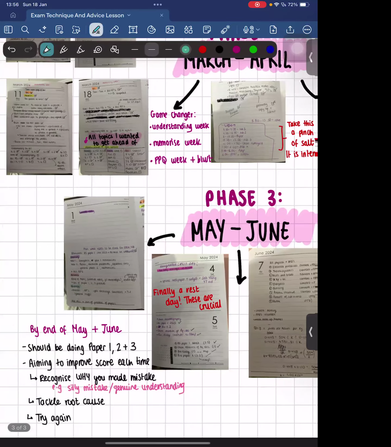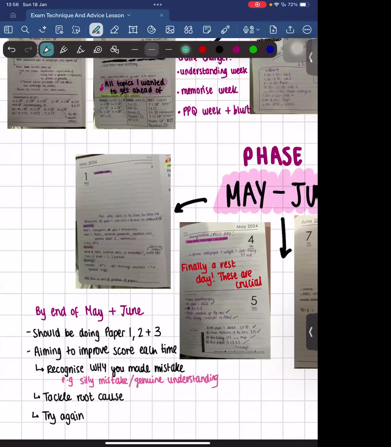Okay. And then by the end of May and June, you should be doing your papers. You should be aiming to improve your score, obviously recognizing why you made a mistake. If it's a silly mistake, it might be that you have not noticed a certain detail, or you might have accidentally misread a question. Obviously, that's very easily fixable by making sure you highlight, you annotate, you check your paper properly.